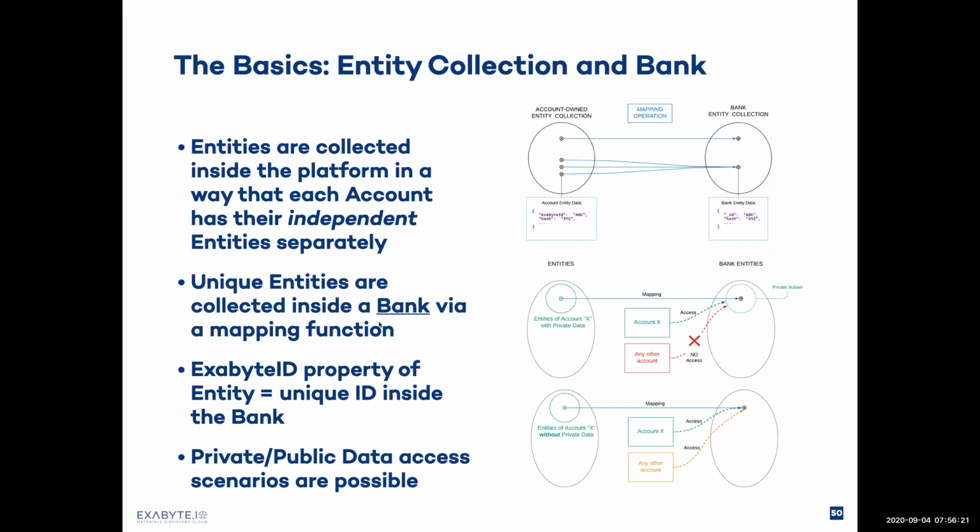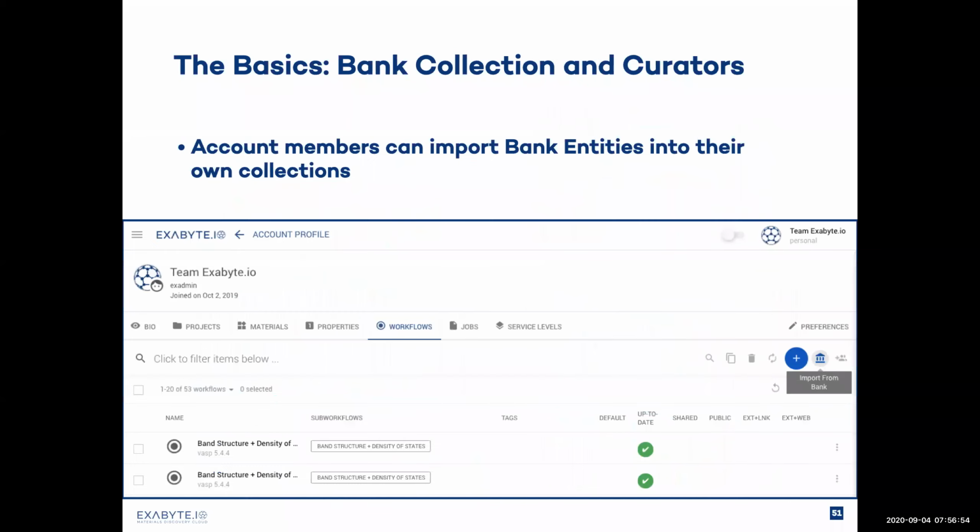So when there's an account for which the private data access scenario is enabled, which is a premium feature in the platform, no other accounts can access the materials bank entities that are created from this account's entities. And vice versa, when this account has public data access right, other accounts can see what they produce inside the bank. So that's a way for us to first identify unique entities and then securely share them between different accounts.